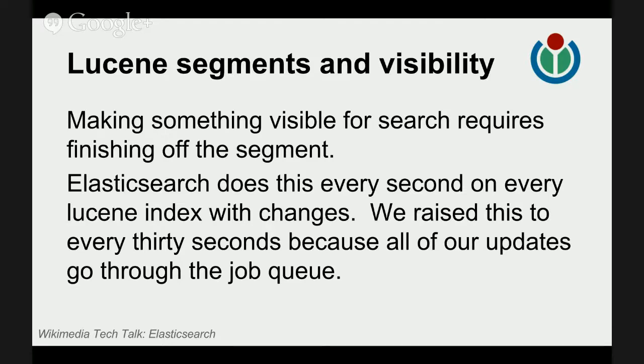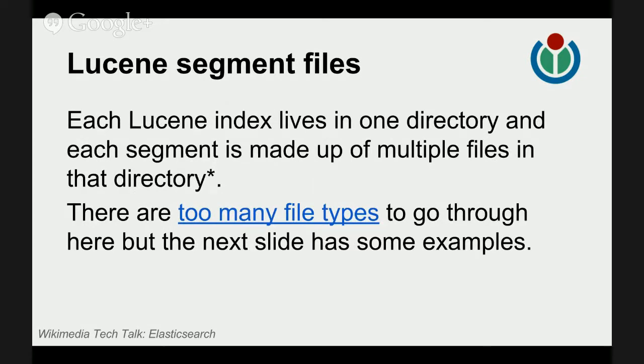It has marginally, but I'm not going backwards. I'm not going to set it back to 1 second just because all of the Cirrus updates go through the job queue, and that tends to have at least 30 seconds of latency anyway. So only doing the refresh to make these things visible every 30 seconds isn't a big deal. Or rather, it doesn't make Cirrus feel less responsive. It's still pretty snappy feeling.